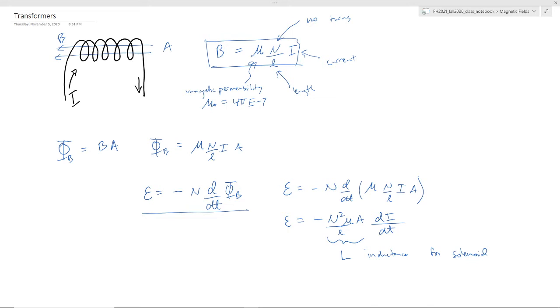You can think of this as very analogous to capacitance. In other words, the inductance is related to the amount of flux that you get per unit current. So it's analogous to how capacitance, recall, was the amount of charge per unit voltage.